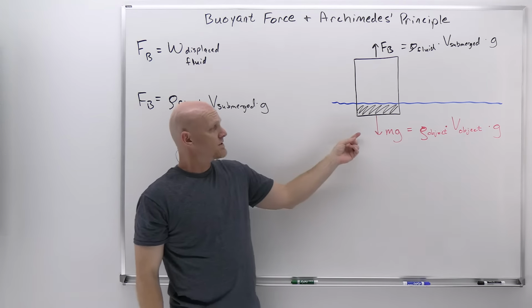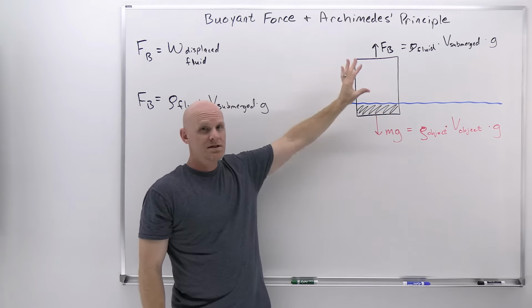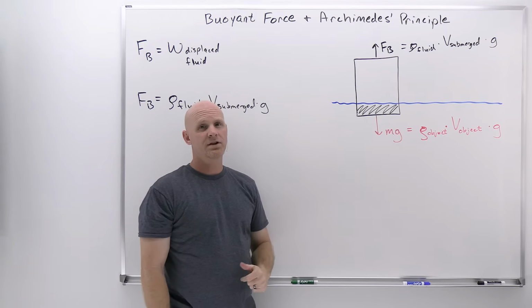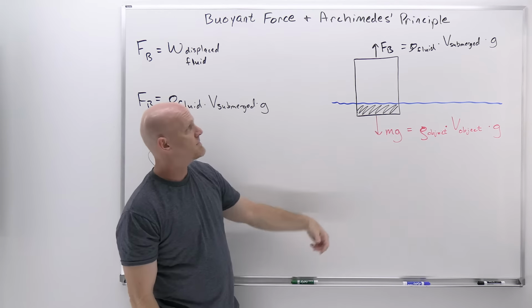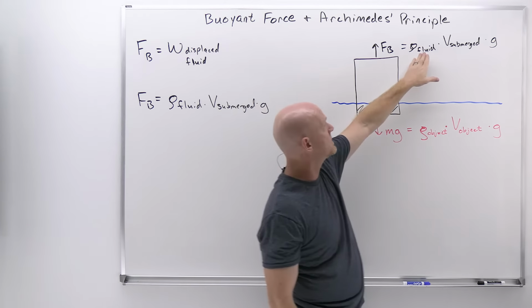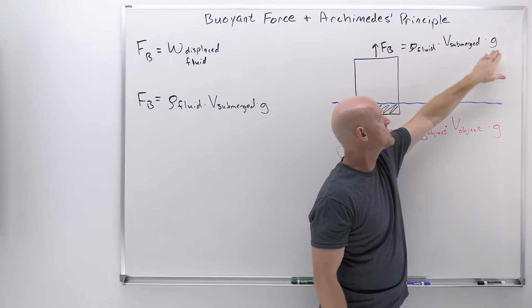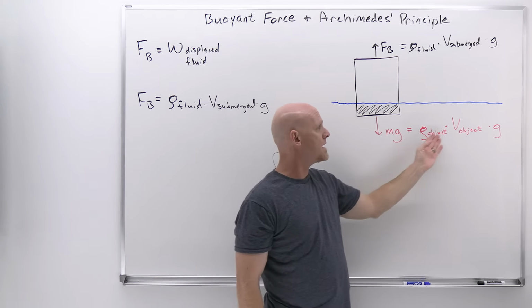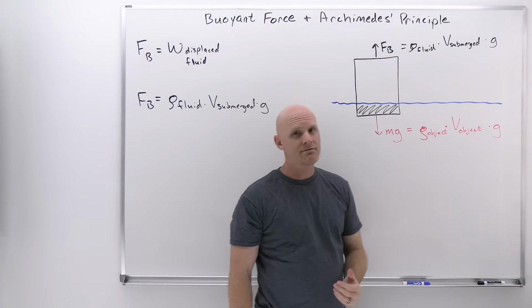All right, so if we take a look at the free body diagram now, again, this thing's in equilibrium. There's no net force and no net acceleration in the vertical dimension. And so that means that our buoyant force must be equal to the weight of the object. So the density of the fluid times the volume submerged times gravity must be equal to the density of the object times the volume of the object times gravity.